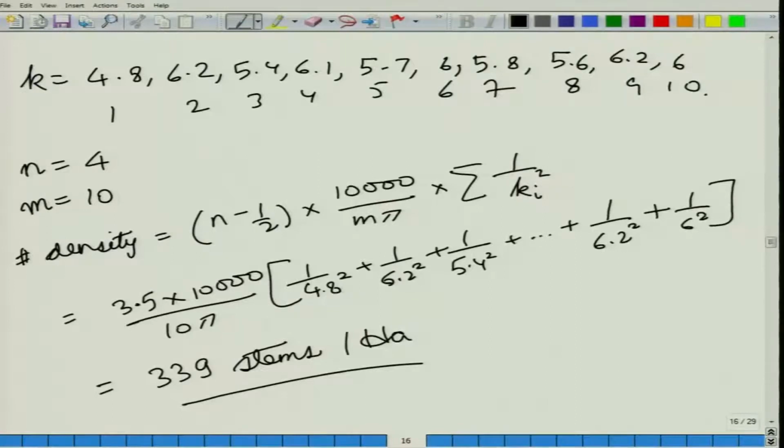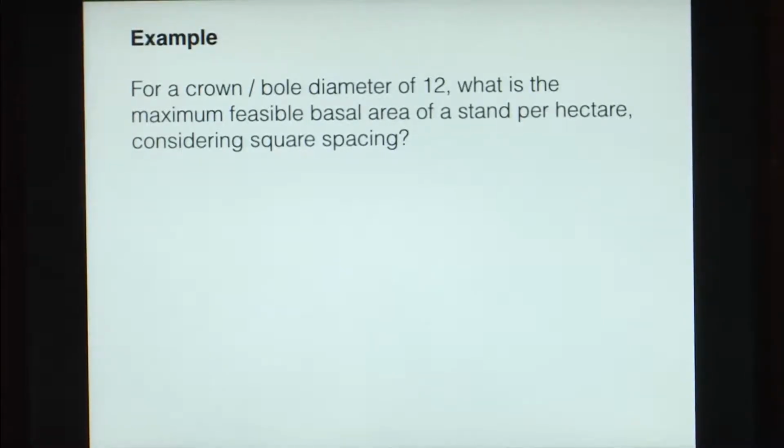Now let us look at another concept. Coming back to the slides now. Here we have, for a crown over bole diameter of 12, bole is the main trunk or the stem of the tree, crown is its canopy. For a crown over bole diameter of 12, what is the maximum feasible basal area of a stand per hectare considering square spacing? So, what are we given here?